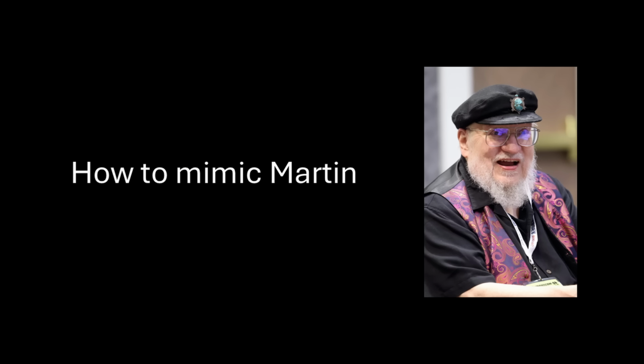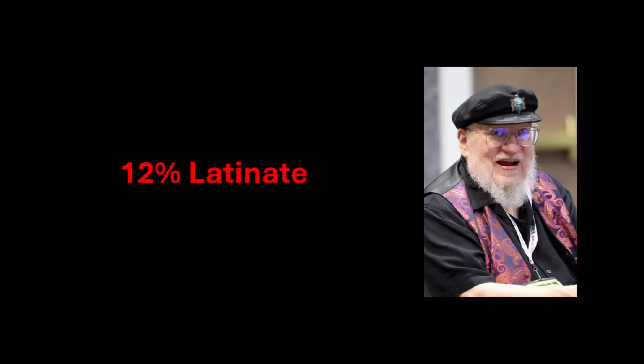Based on everything I've shown so far and talked about so far, here's a blueprint, a practical guide on how to mimic Martin's style and get pretty close to what he might sound like. First of all is the Latin density. Your target number is going to be 12%. It could be between 12 and 15% Latinate words, excluding stop words, but really your target is to get as close to 12% as possible.